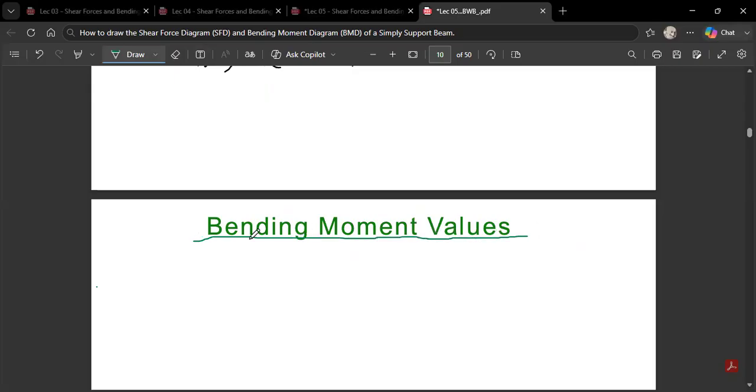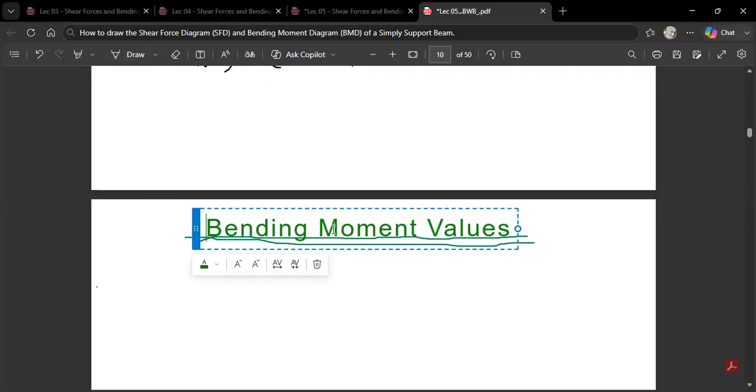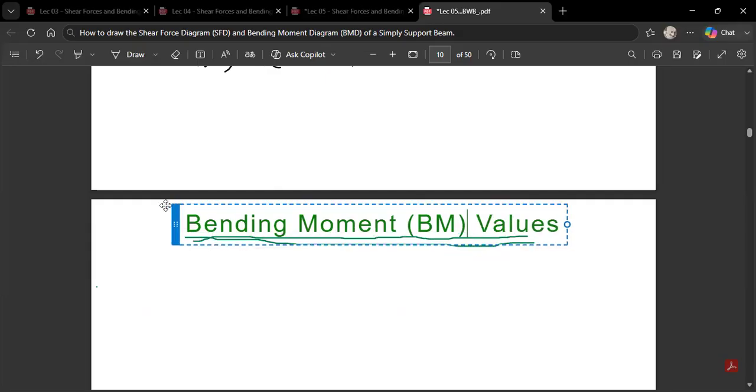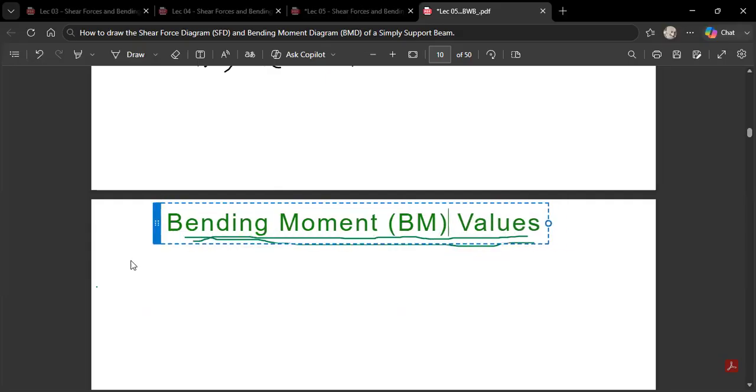So you see the bending moment values. From here, we are just going to put down the rule as simple as that. So bending moments, sometimes you can say BM. Yes, the BM values, as simple as ABC.